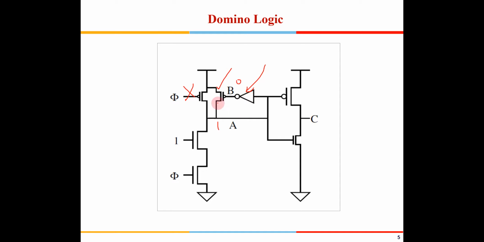However, we have to be careful that this has to be weak. Otherwise, what happens is during the evaluation phase, this will not be able to pull this output node to 0.